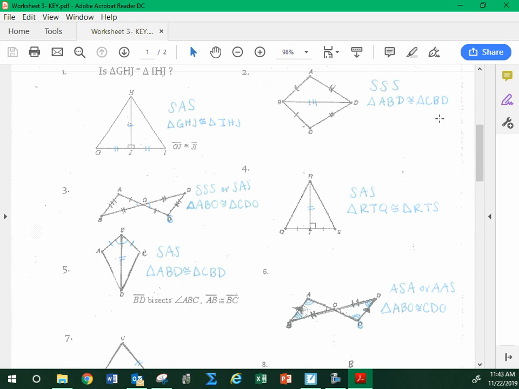Again, when you're on your congruency statement, you might have your letters in a different order. Just make sure A matches up with C, B matches up with B, D matches up with D. Do we have questions on 1 through 6?